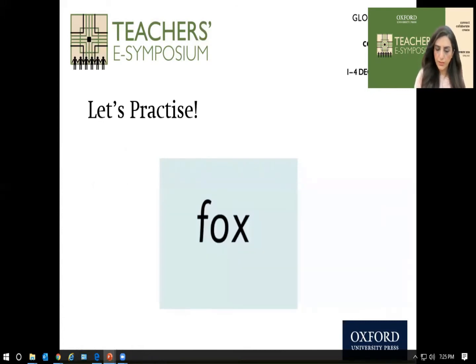So the first word: how many sounds are there in the first word? If you can identify the sounds, please type your responses in the chat window. I see some of you already are. Okay, so a lot of threes. Yes, there are 3 sounds in the word. Let's practice reading and identifying these sounds. So the first sound is, so not f, ox, ox, fox.